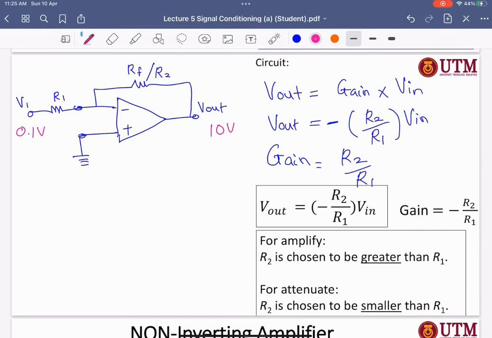So this one, we need to multiply by 100, right? Okay, good. That means your R2 right now may be 100K and R1 is 1K. So this one is R2 over R1.